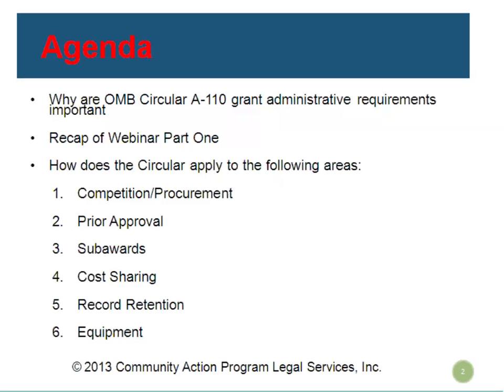So what we're going to cover today is a little bit more on why does this all matter? Why should we care about this stuff? We already did the recap of webinar part 1. And then, how does the circular apply to the following areas? We're going to briefly talk about competition and procurement, prior approval, subawards, cost sharing, record retention, and equipment.